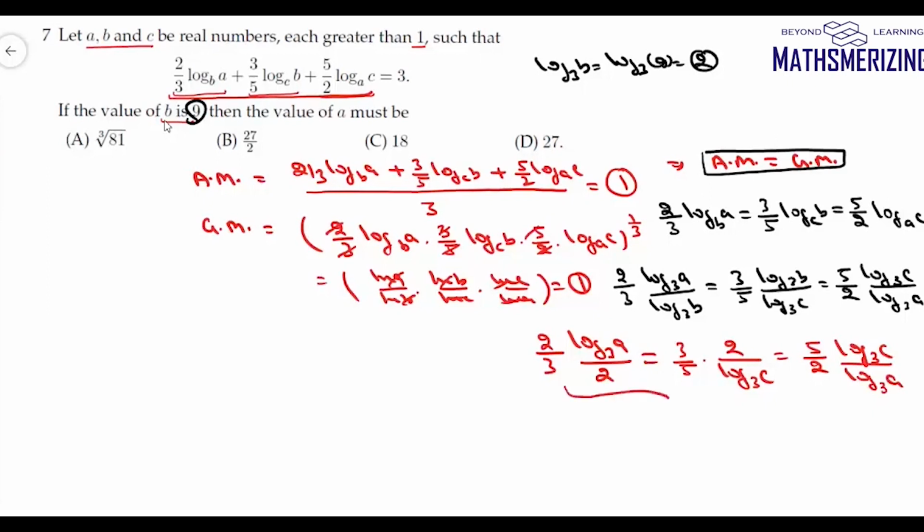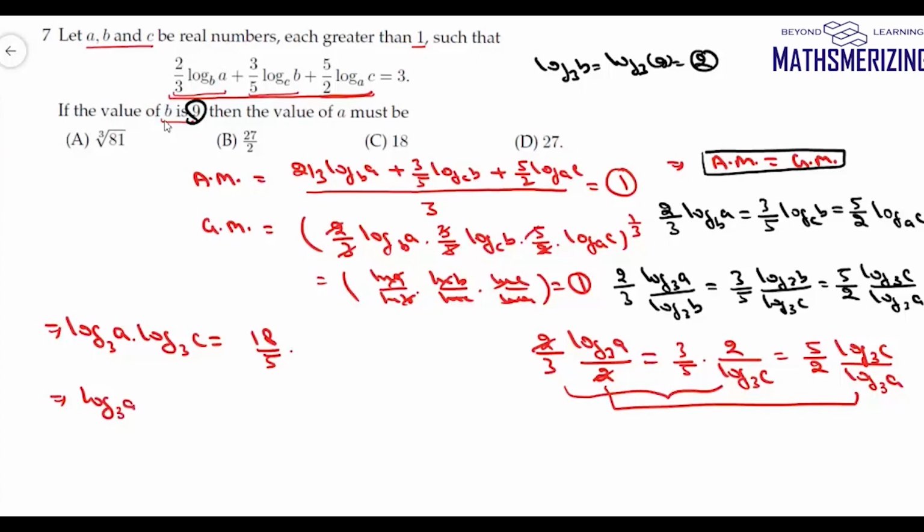Now if I'll simplify these first 2 expressions, then from here I'll write log a base 3 into log c base 3 and this value will be equal to 18 by 5. Now if I'll take this first one and third one, from here I'll write log a base 3 whole square upon log c base 3 and this value will be equal to 15 by 2. Now I'll multiply these two.